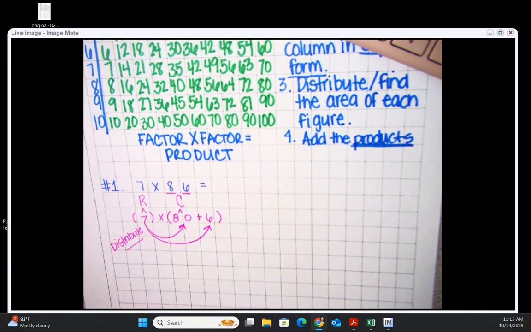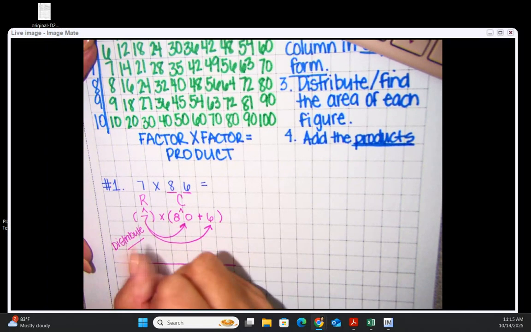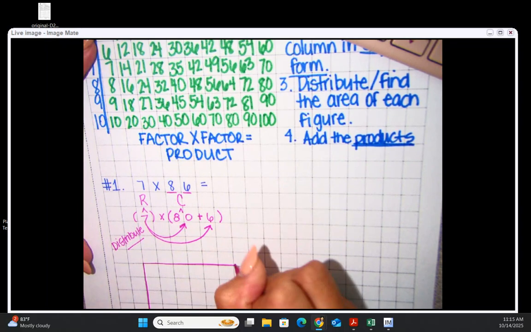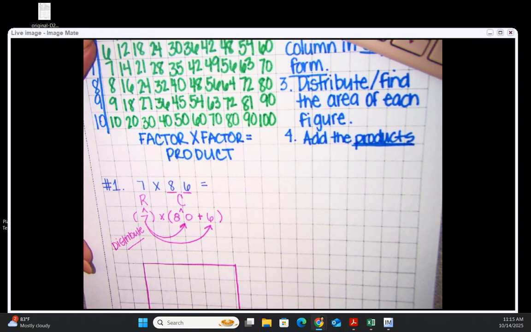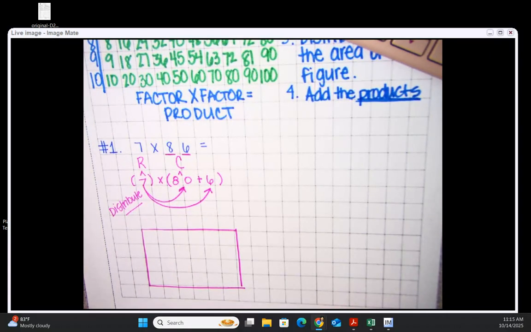And it says find the area of each figure. Remember at the beginning of our lesson, we sang the little song and we said area equals length times width. So what we're going to do now is find the area. But instead of finding the area of this big shape, I'm going to cut it into smaller pieces.